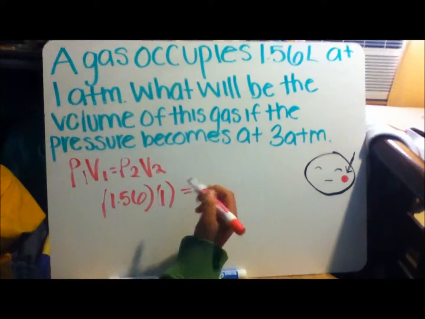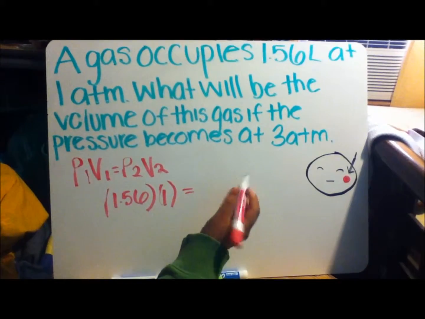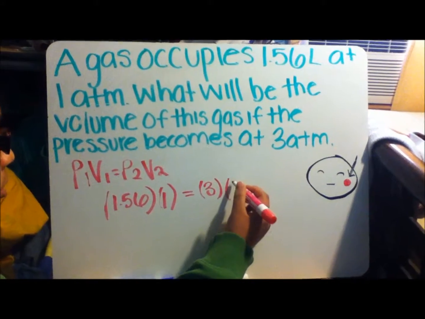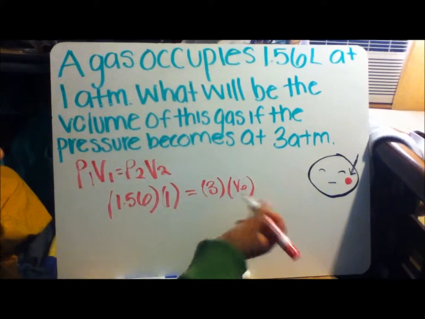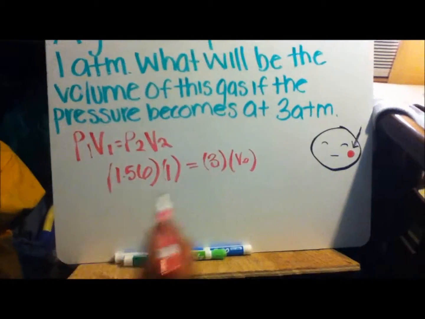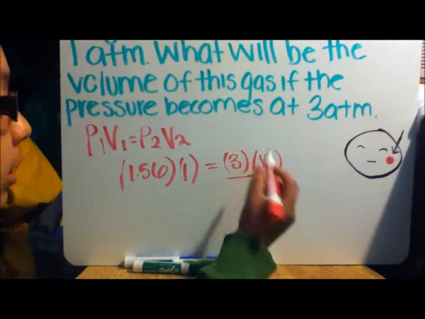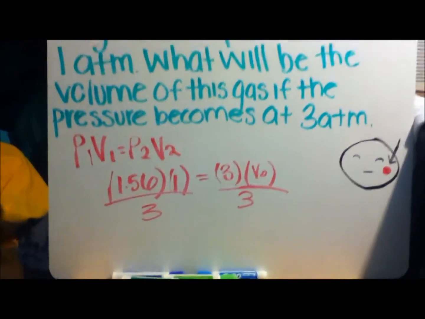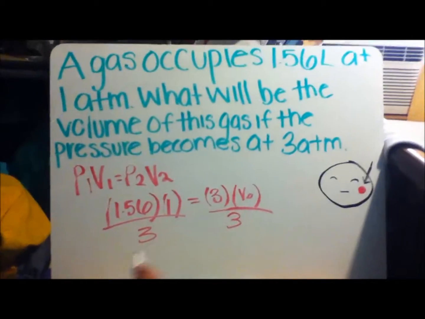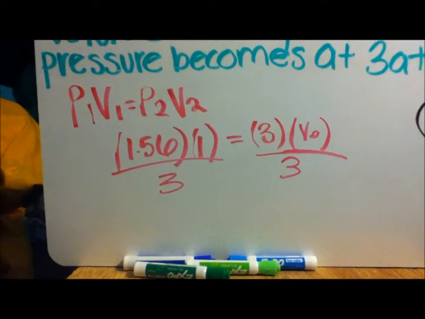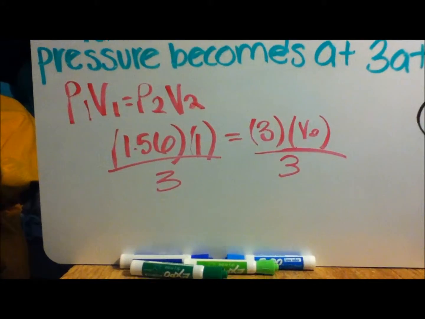We do not have our second volume, so that's what we're trying to find. And we do have our second pressure, which is 3 atm. After we have that set up, we're trying to get the V by itself, so we are dividing by 3. And the answer that we get here is going to equal the volume that we are trying to find.